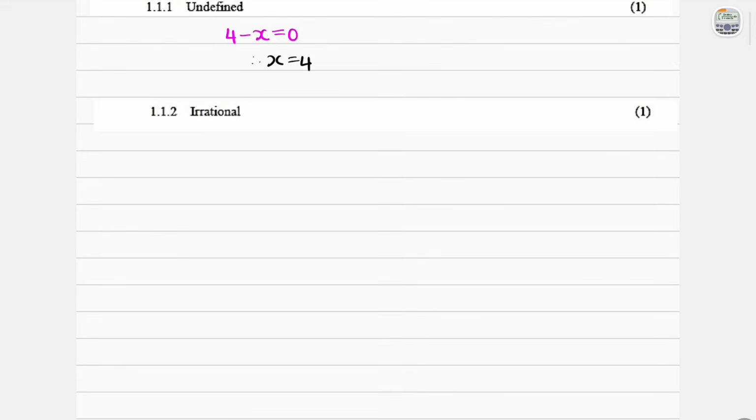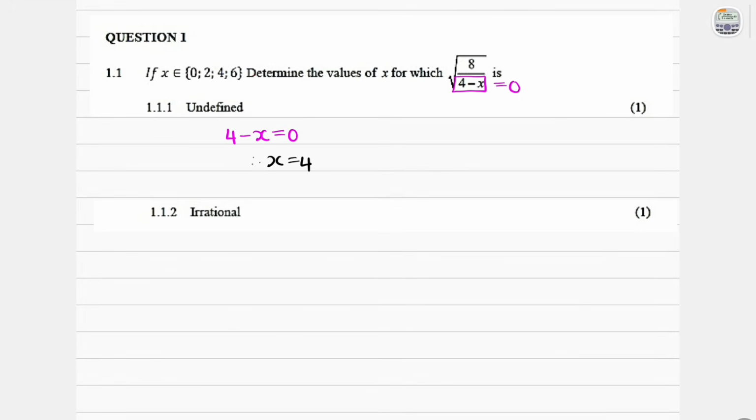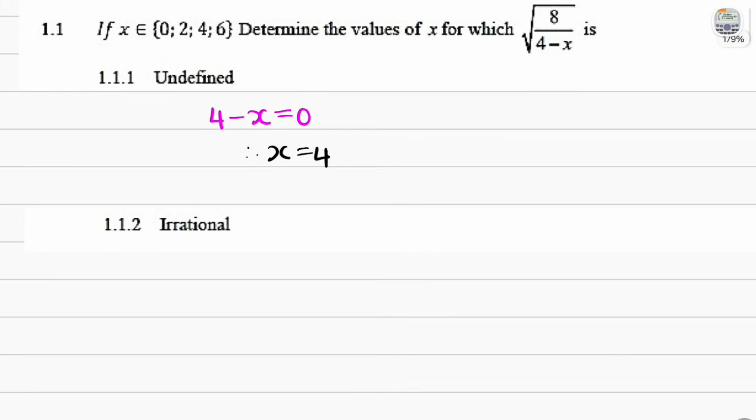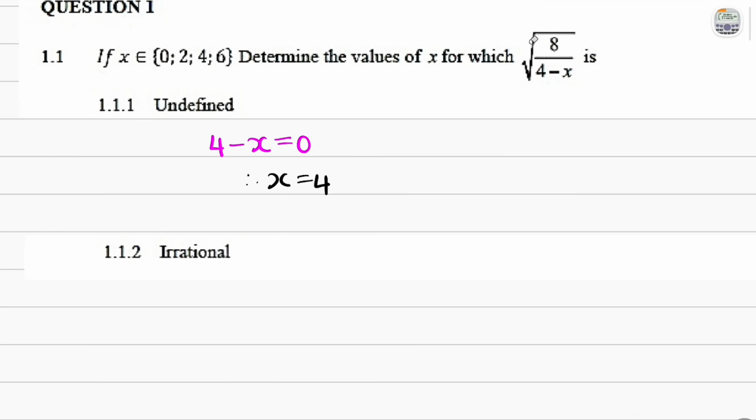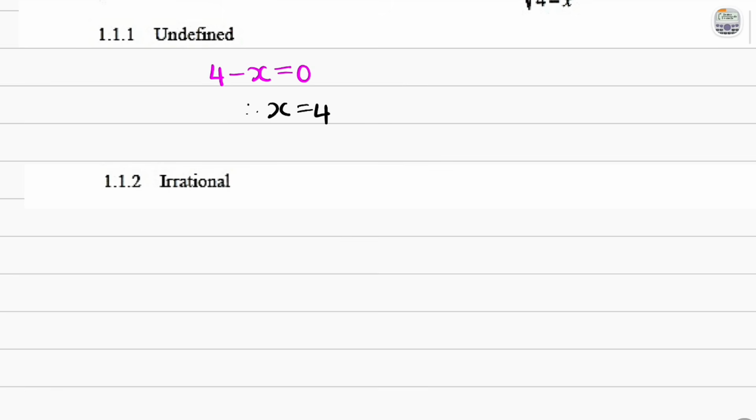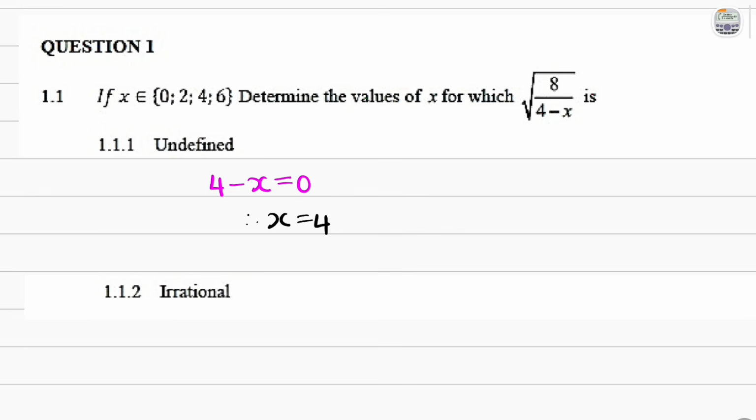Question 1.1.2 says we need to now find out the values of x for which this expression will be irrational. Irrational would mean that we would still have that square root once we simplify it. It's only 4 values, so we can just test this out instead of overthinking it. We take 8 divided by a specific number, and we need to ensure that number is not a square number, so that when you square root it, it doesn't simplify to a rational number, it stays irrational.